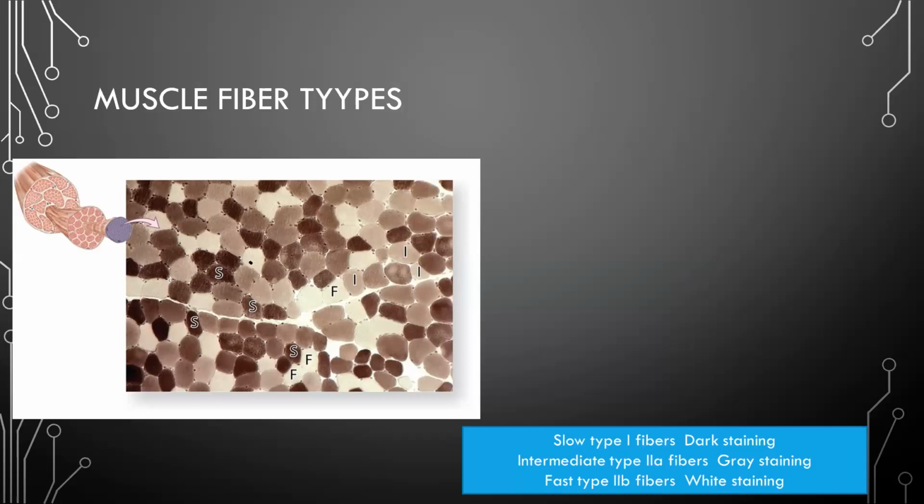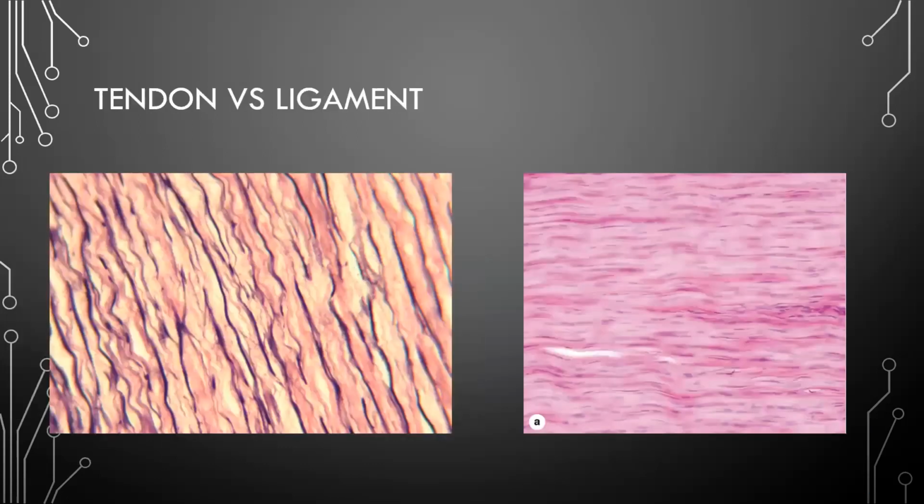This slide: the slow type fibers are going to be dark staining, intermediate gray staining, and fast type white staining. He probably wouldn't ask just what is dark or what is light, but he'll ask you something about one of the slow type or fast type fibers. So just be able to distinguish those.